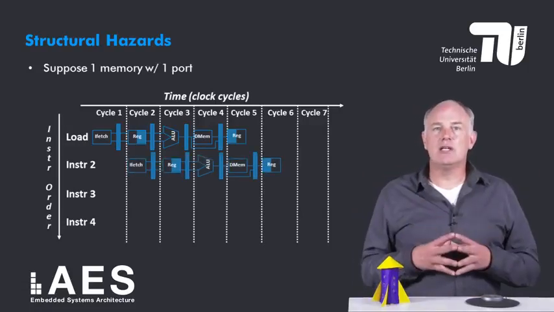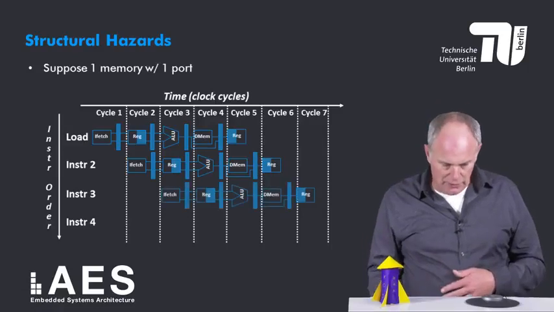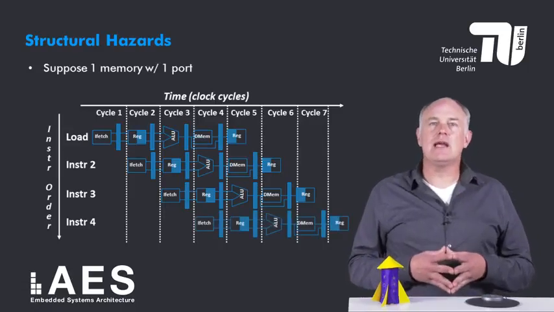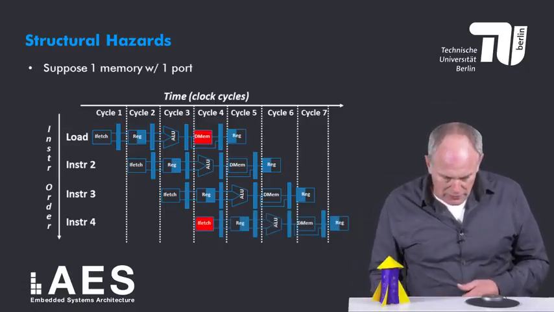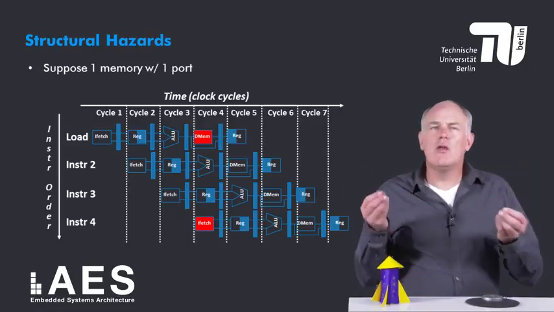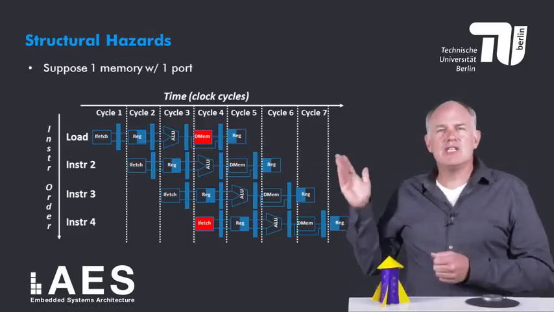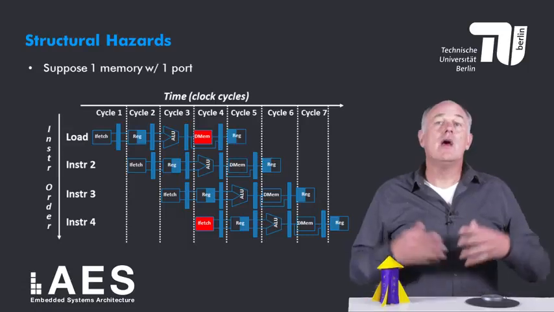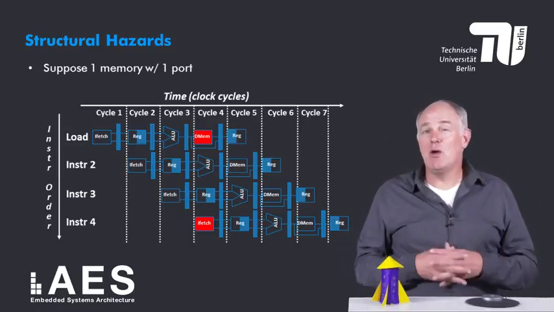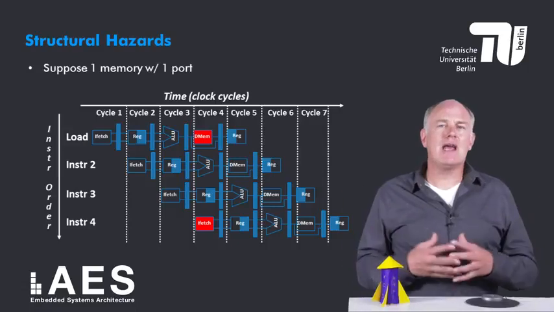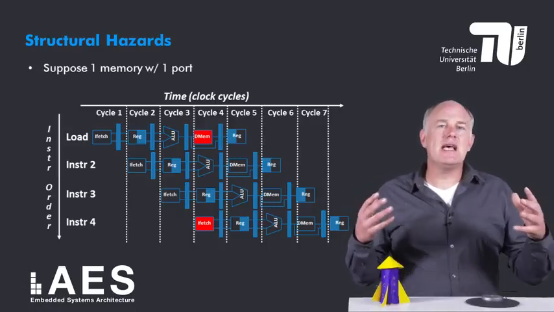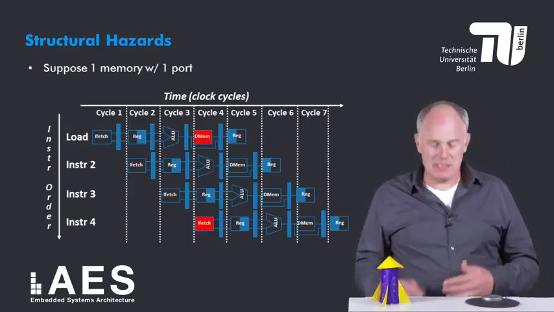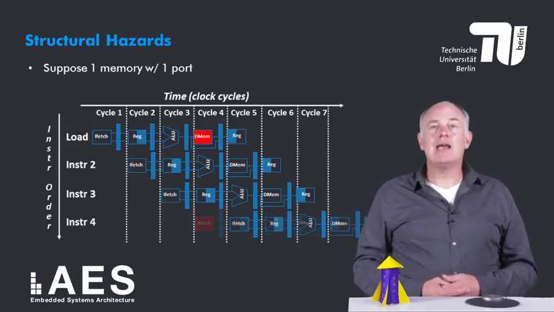Similarly, the second instruction will execute like this, and the third instruction will execute like this, and the fourth instruction will be scheduled like this. Now we observe that in cycle 4 the load instruction accesses memory, but in the same cycle memory is also accessed to fetch instruction 4. Because, as I assumed, there is only one memory with a single read-write port, the hardware cannot support this. To solve this hazard, the execution of instruction 4 has to be delayed by one cycle, like this.